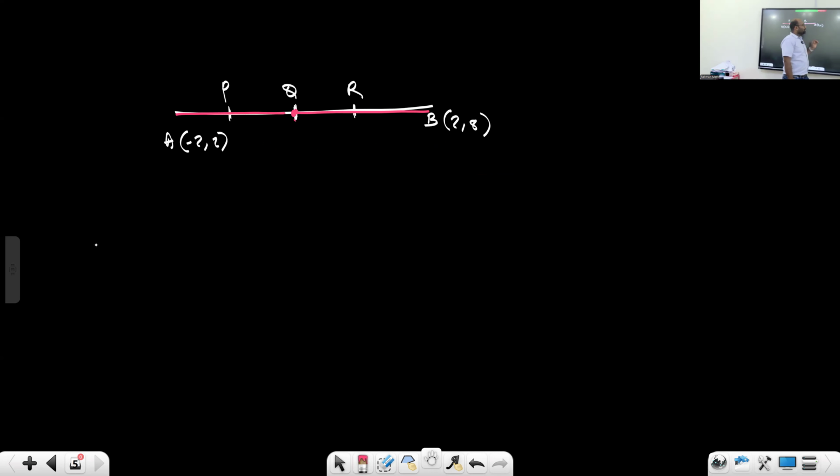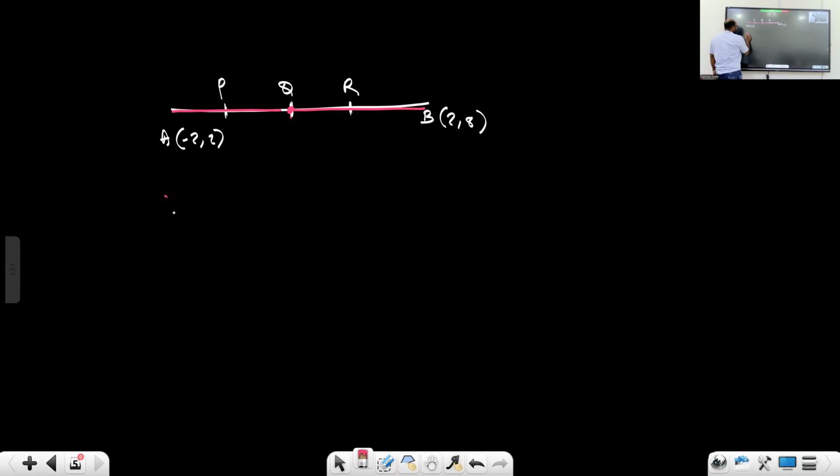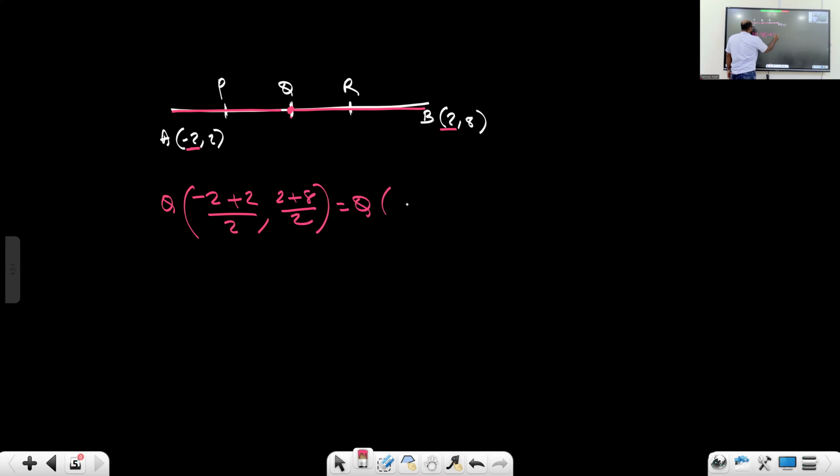Therefore, by the midpoint formula, Q is the midpoint of AB. Tell me, what plus what by 2? Minus 2 plus 2 by 2. Be careful: x values add by 2, comma, y values add by 2. How much is the Q coordinate? 0 comma 5. Please place it in the diagram. It is the Q coordinate, 0 comma 5.